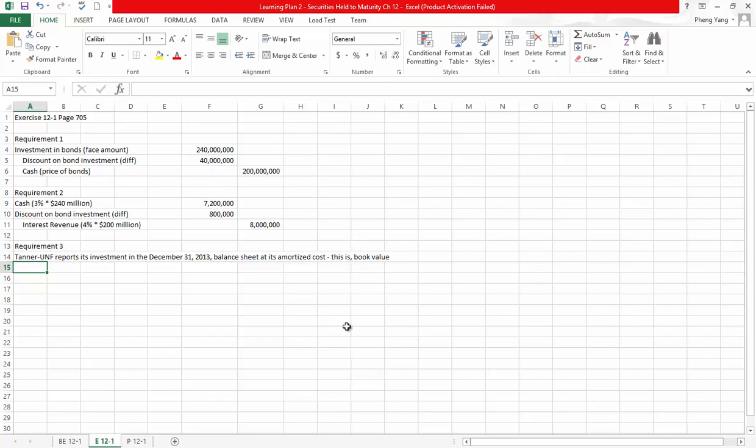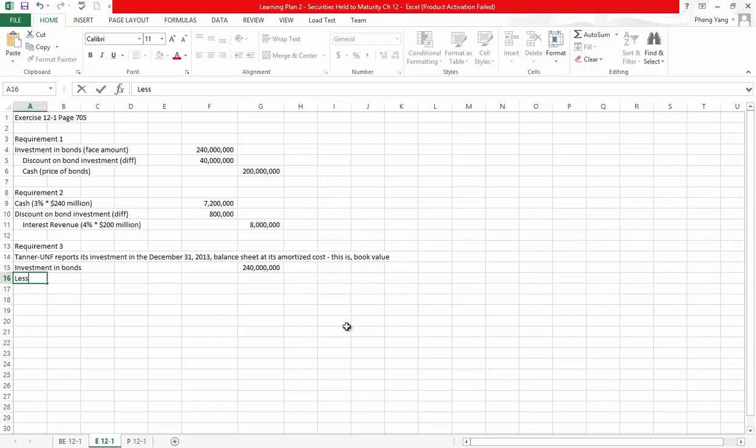Okay. So this is how it's going to look in the balance sheet. You're going to have investment in bonds, which is going to be listed in the balance sheet. Investment in bonds is going to be at 240 million. Okay, because that's what they bought it for. That's the cost amount.